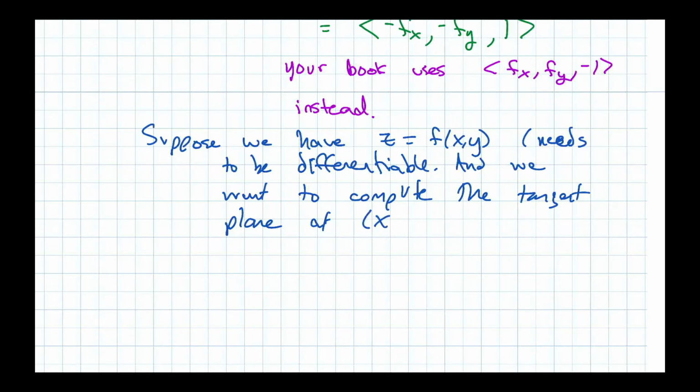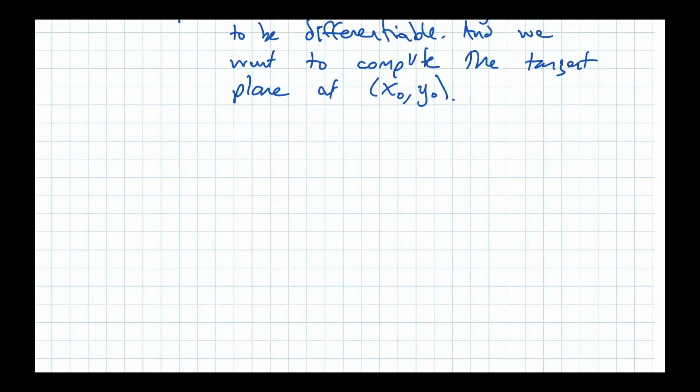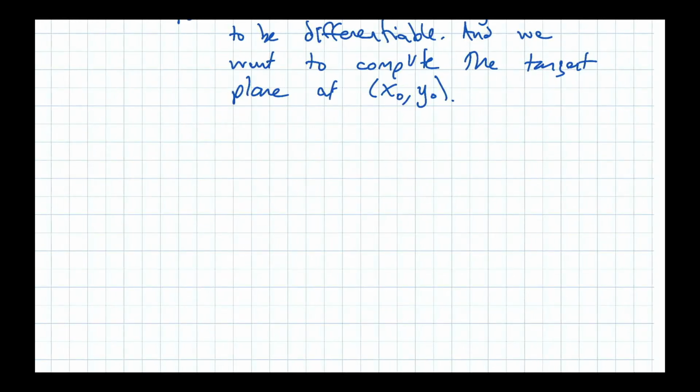And I'm just going to say x0, y0 instead of AB. All right, and so that's what we want. We know that in order to compute the tangent plane, we need a normal vector and a point. So we will use the point. What kind of point do we use?